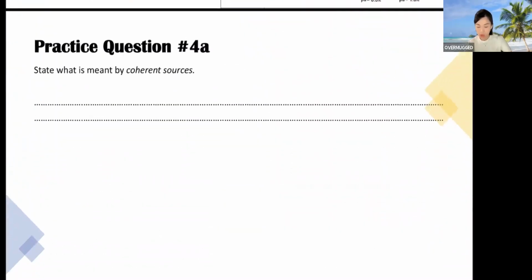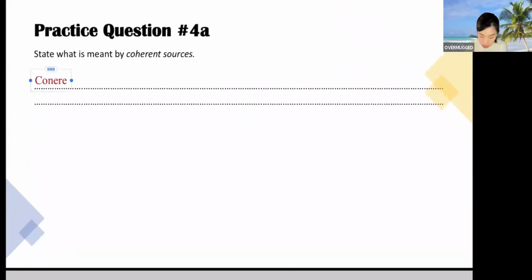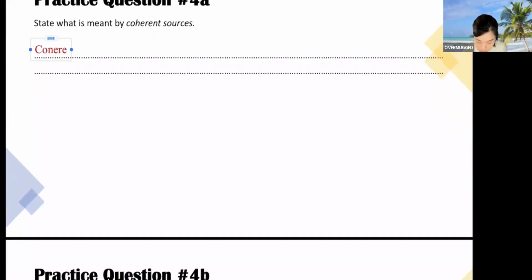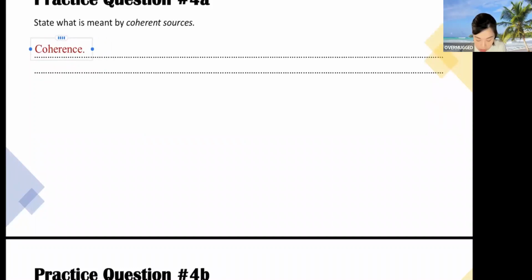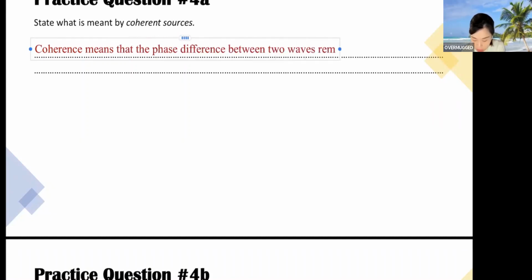Okay, so let's go through one question. Now it says, state what is meant by coherent sources. So this one you guys should know how to answer. It's just a definition. So coherence just means that the phase difference between two waves remains constant and does not vary with time.